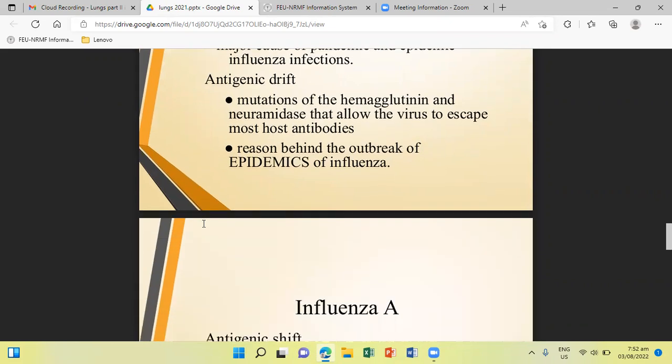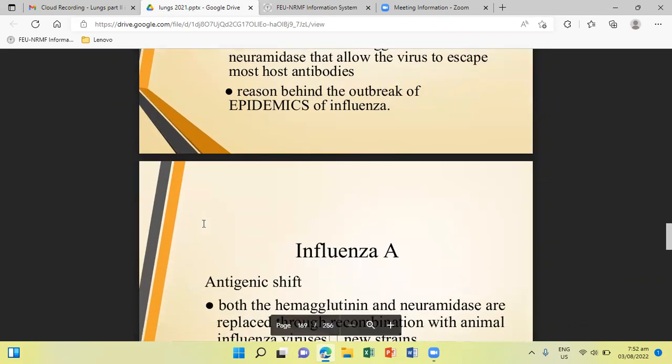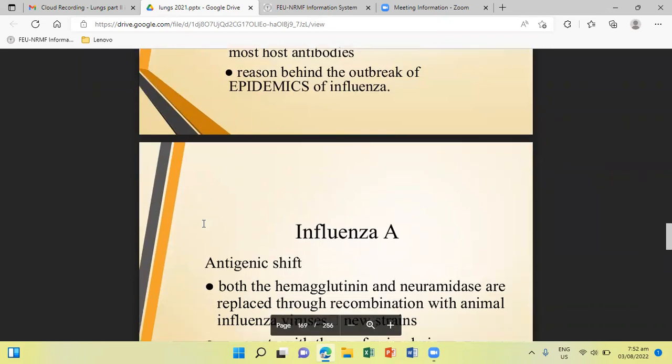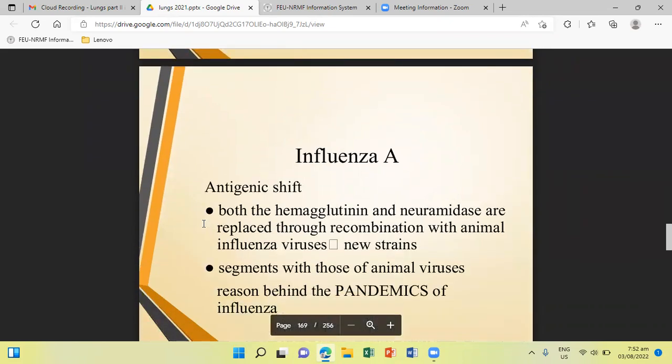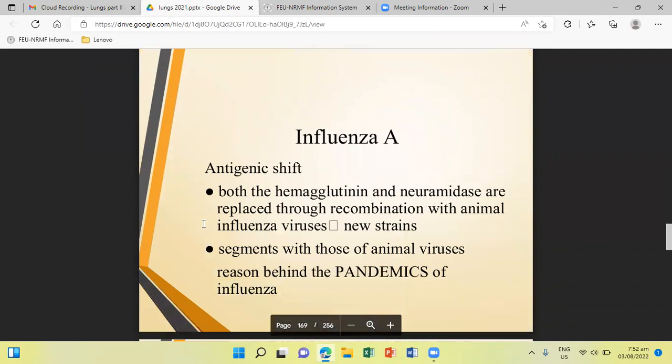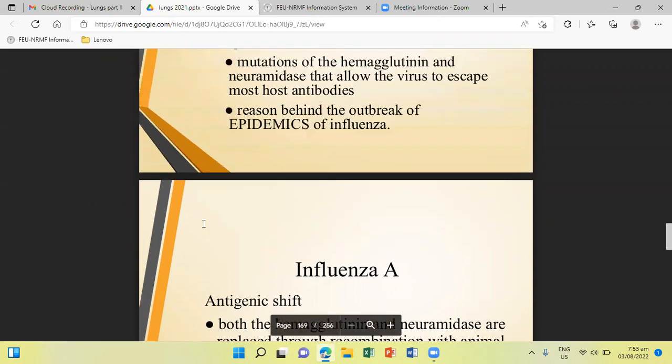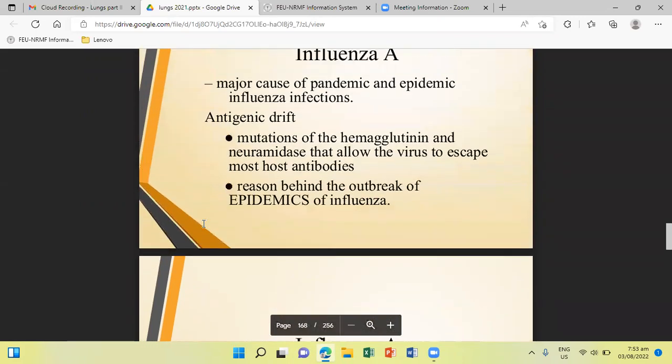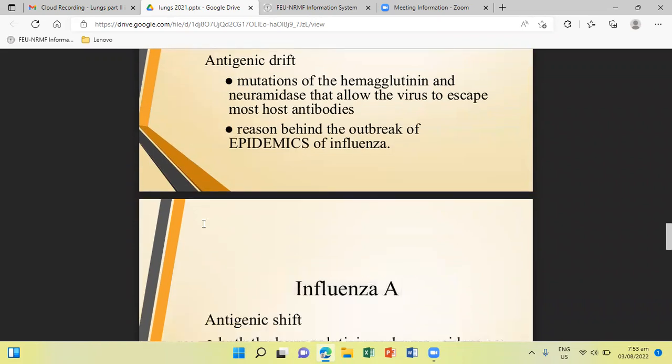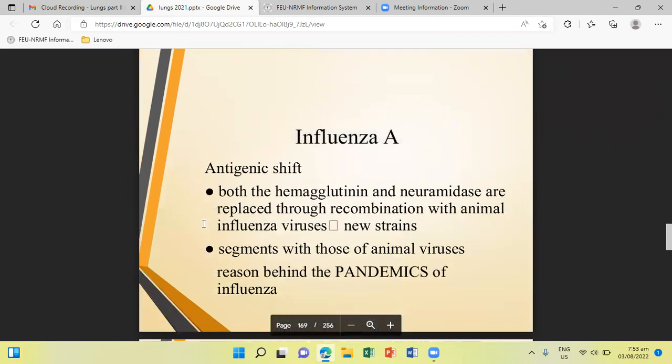It is a single-stranded RNA virus bound by nucleoprotein, which actually determines the type, whether it's influenza A, B, or C. This virus is capable of what we call antigenic shift, and the first one is what we call antigenic drift. Take note of the words epidemic and pandemic, because these are basically things that you should remember. Why is it happening?